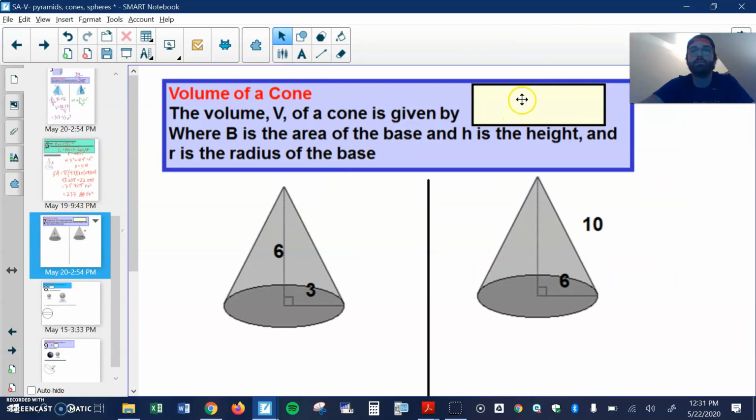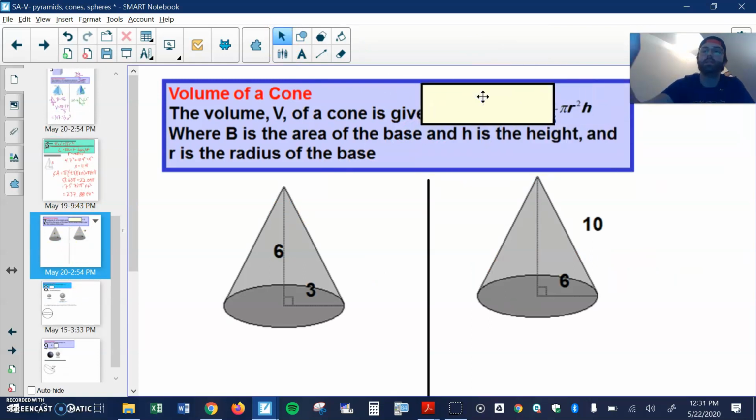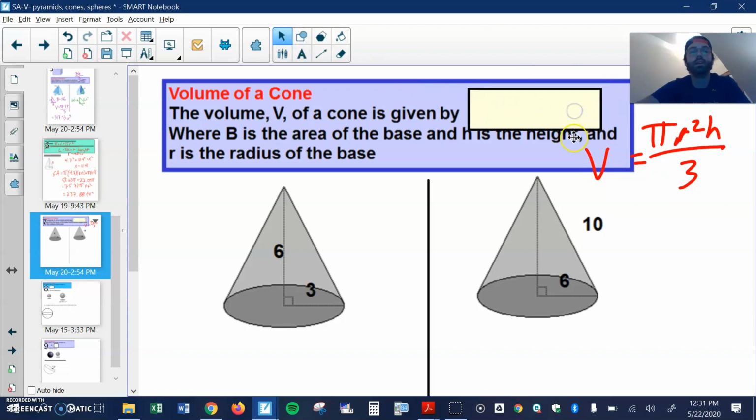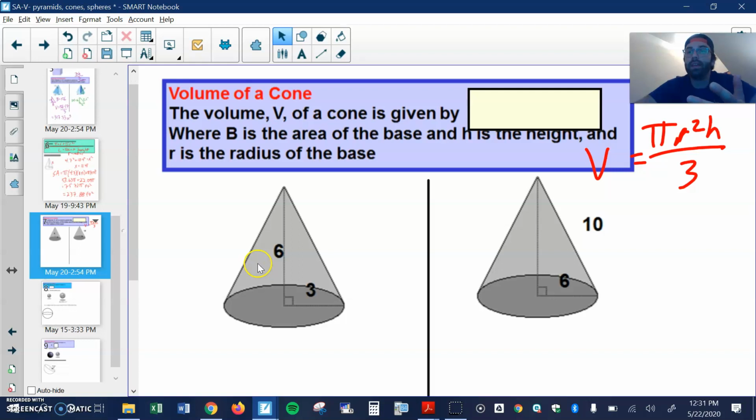Cone is pretty similar to a pyramid again. It's pi r squared h divided by 3. So pi r squared h over 3 is our volume. If we were in class, I'd have these very cool visuals where I was pouring water into solids, but obviously those are at school, so I don't have those just lying around. Even though you probably think I would, right?